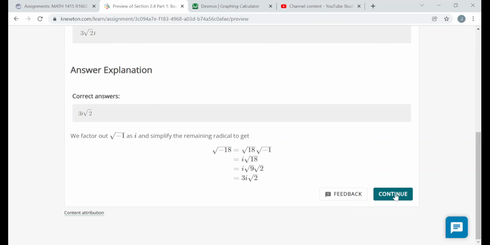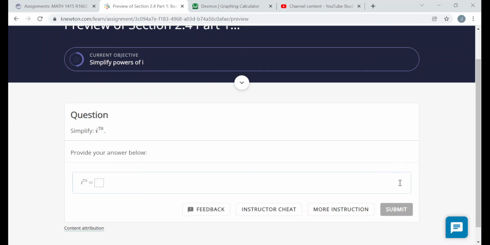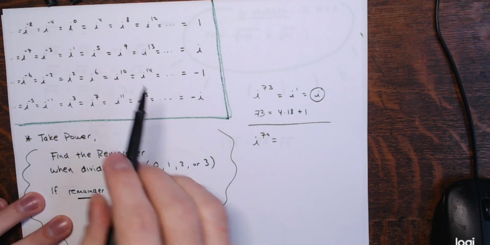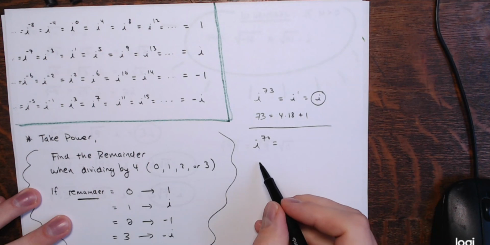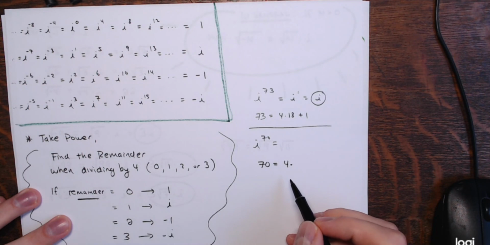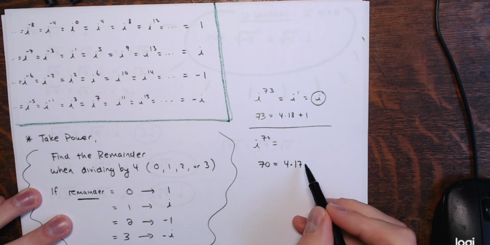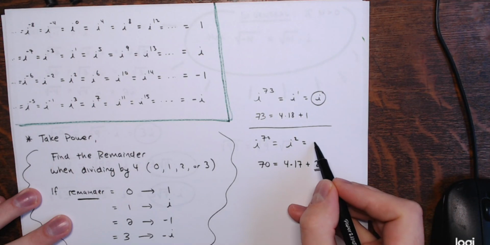Now the only other problems left are these powers of I. So what's I to the 70th power, simplified? Basically, which of these 4 rows would it be on? Well, 70 is 4 times, now 4 goes into 68 17 times, right? 4 times 17 is 68, and then plus 2. So this is equal to I squared, which is negative 1.